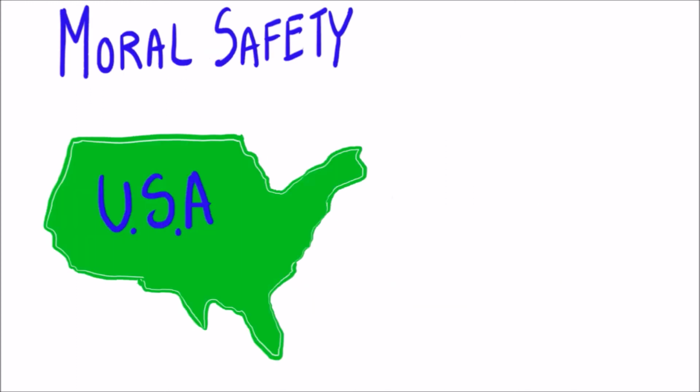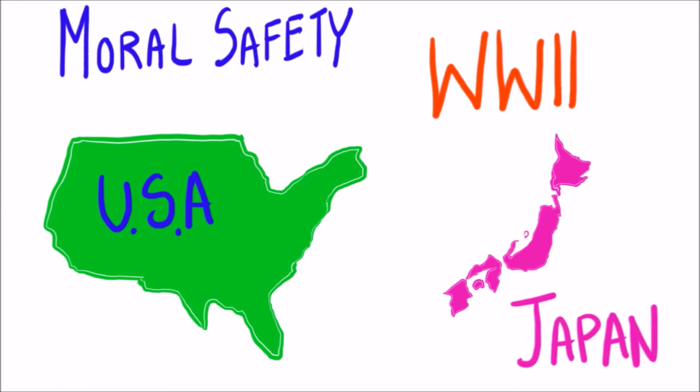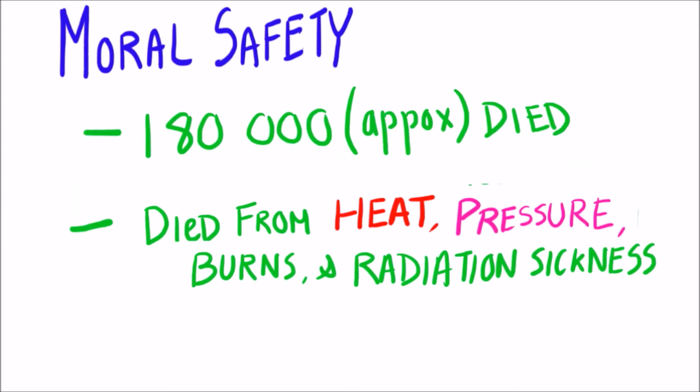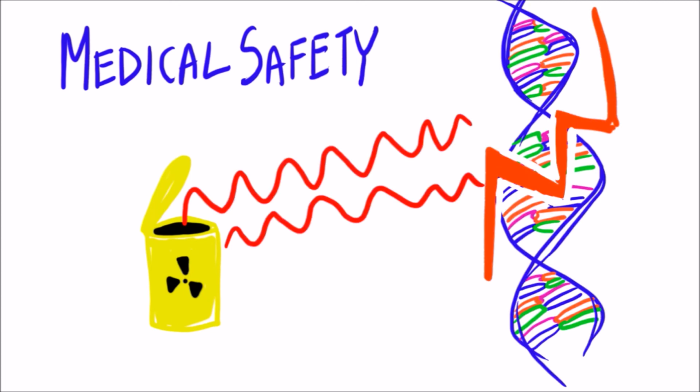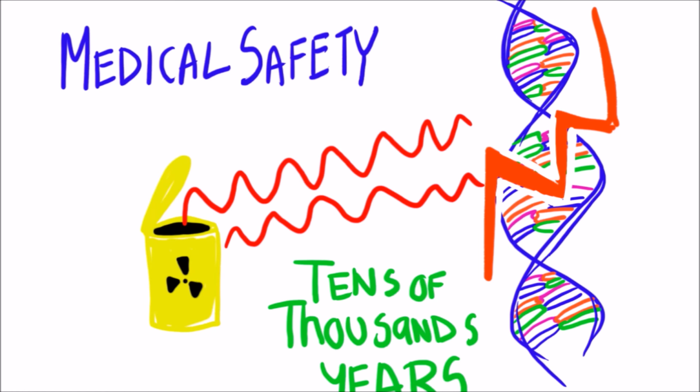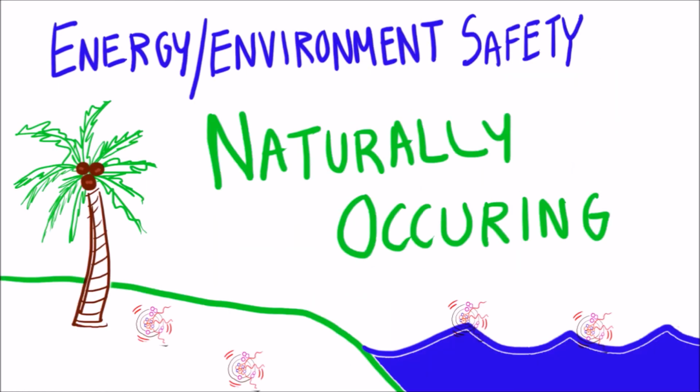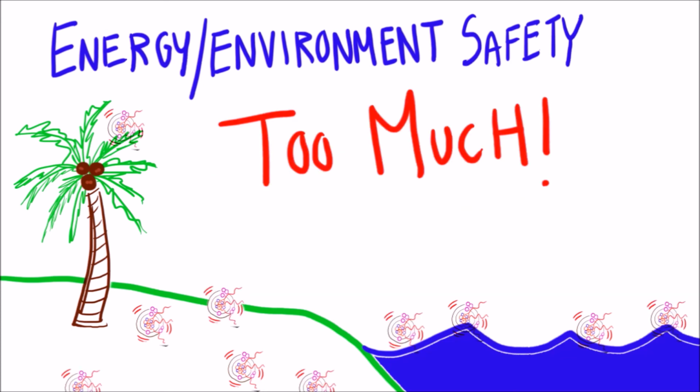The American government used nuclear weapons such as the atomic bomb against Japan to end World War II. Approximately 180,000 people died from heat, pressure, burns, and radiation sickness. Excessive amounts of radioactive materials can cause damage to the human body, for example, wrecking genetic material or DNA. This can go on for tens of thousands of years. Radioactive elements are produced in greater than normal amounts found in nature. As a result, land and water can be affected by radioactive contamination.